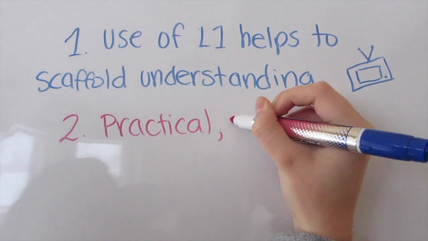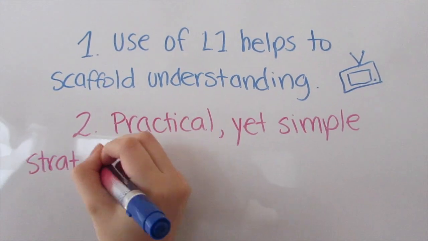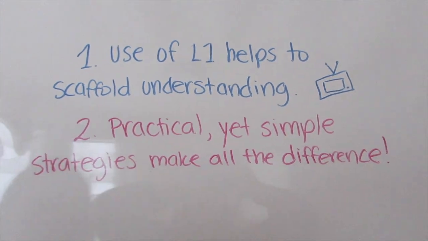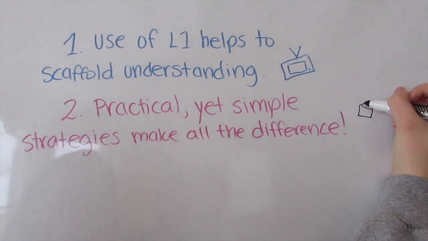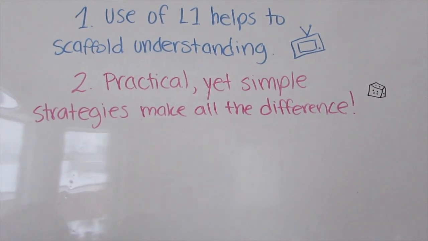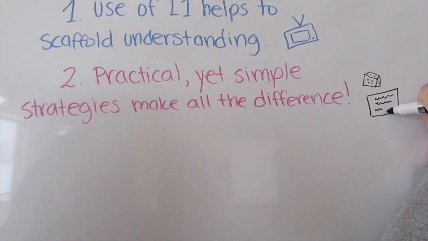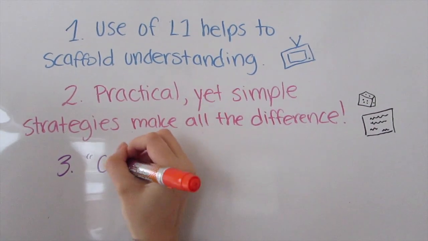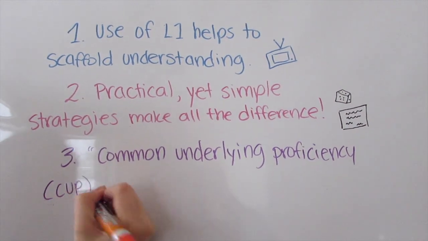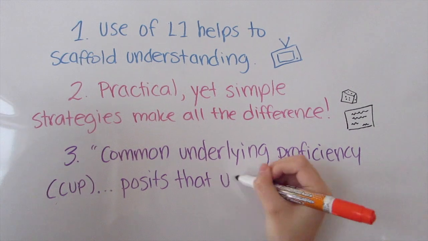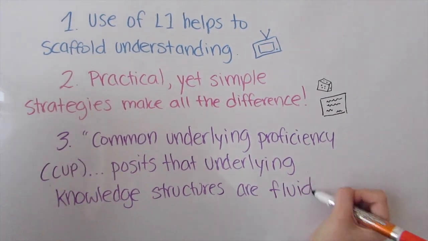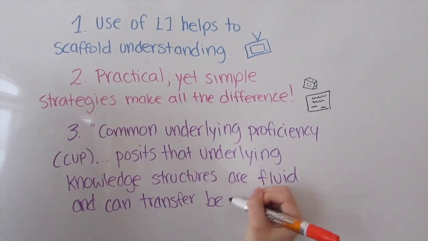Second, practical yet simple strategies make all the difference. There are so many strategies that I learned in Spec 1 and during practicum that actually made a huge impact on students' language production, including games, vocabulary anchor charts, sentence prompts, and speaking slowly. And third, by accessing their common underlying proficiency, English language learners will transfer knowledge structures between their home language and English.